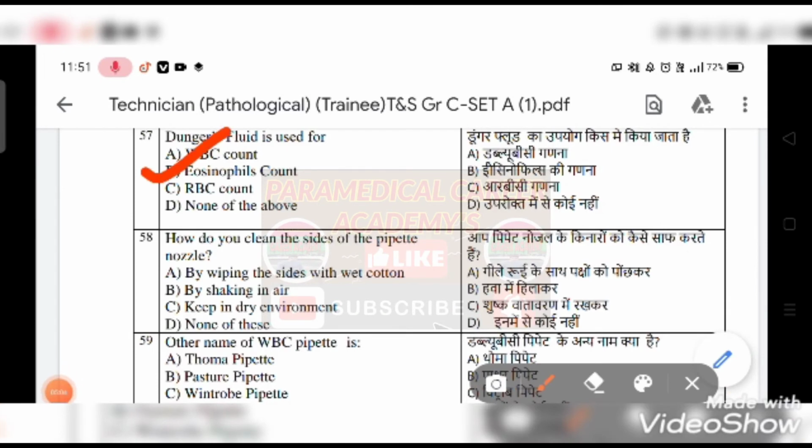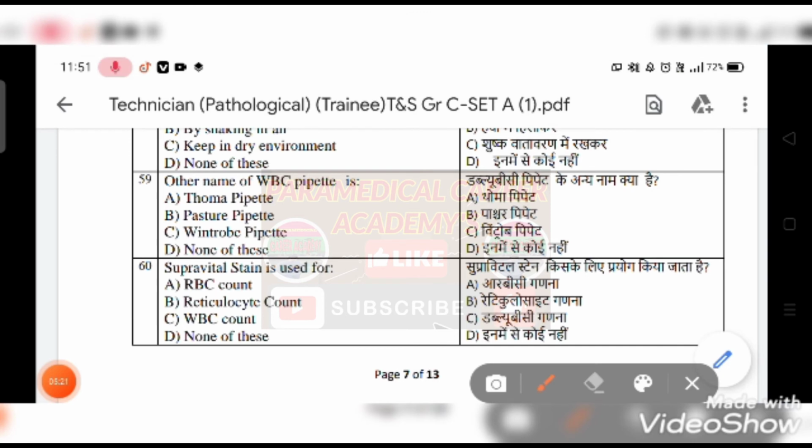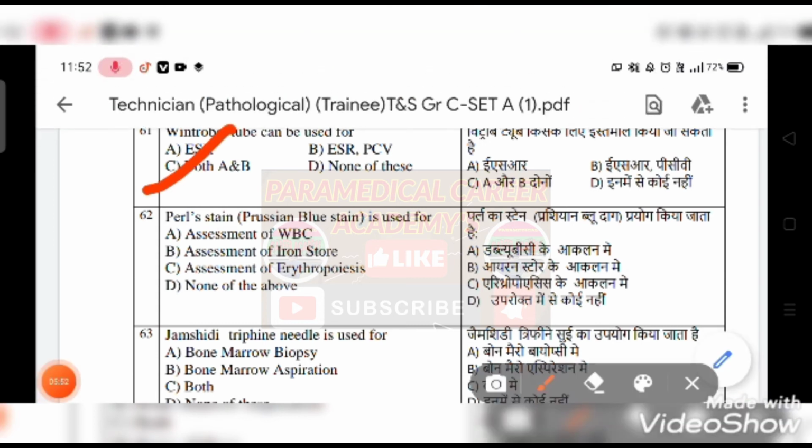58th question. How do you clean the sides of the pipette nozzle? Answer is A, by wiping the sides with wet cotton. 59th question. Other name of WBC pipette is, answer is A, Thoma pipette. 60th question. Supravital stain is used for, answer is B, reticulocyte count. 61st question. Westergren tube can be used, answer is C, both A and B.